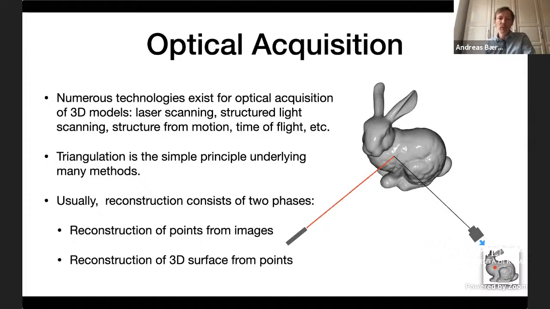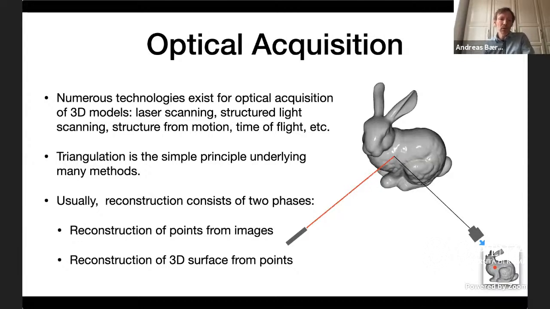And many of them rely on the fundamental principle of triangulation, that if you know two lines in space, for instance, the line from a laser and a line from a camera, then you can find a point in the 3D shape, because you know that at the illuminated dot that you see through the camera, the line from the camera crosses the line from the laser.